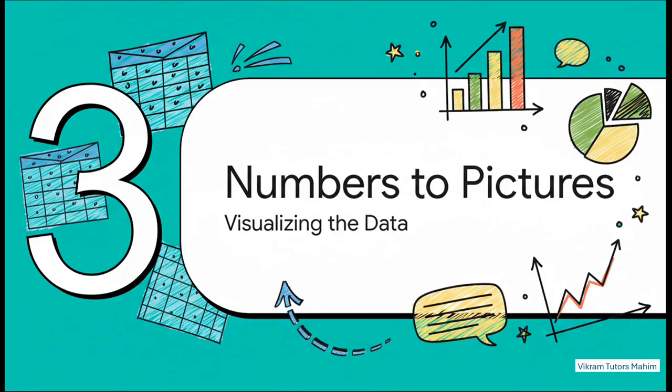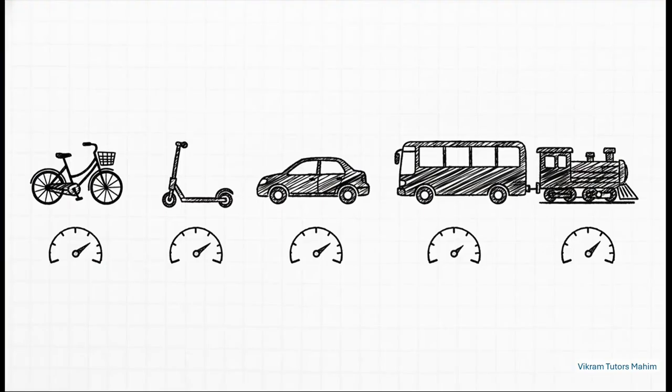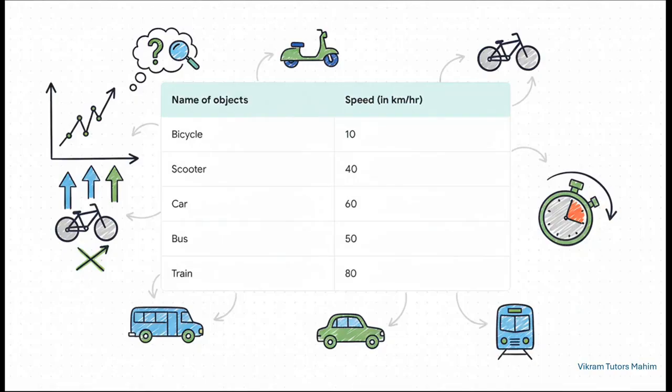We're going to turn these numbers into pictures. Because, let's be honest, a picture is worth way more than 1,000 numbers. So let's take a really simple example. We're going to look at the speeds of a few different vehicles. So here it is in a table. It's clean, it's organized. You can look at it and figure out, okay, the train is the fastest at 80.